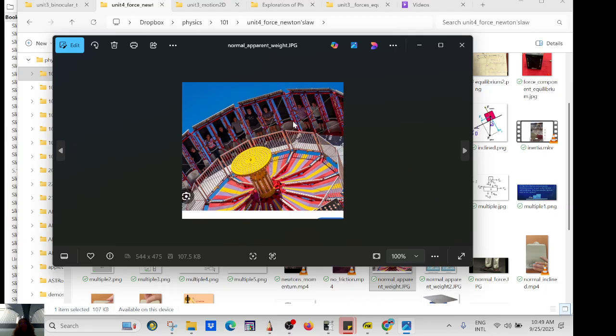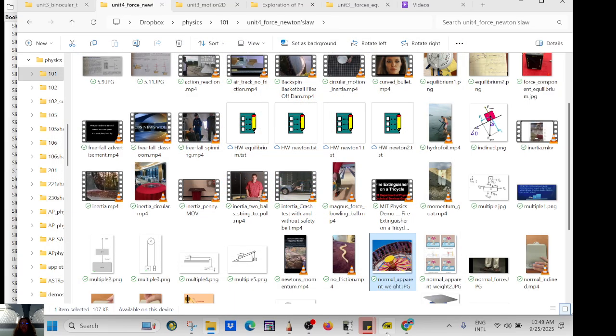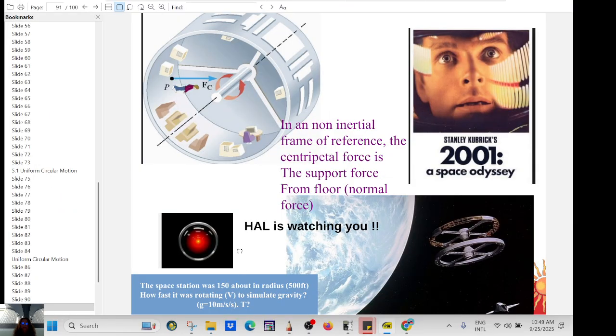Note that everything here is spinning at the same rate, but if you are standing at the center, your speed will be equal to 0, right? You just spin on yourself, and you are not going to feel that centrifugal force. So anyway, let's just do this problem here.